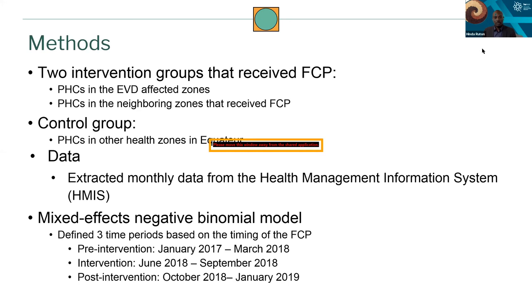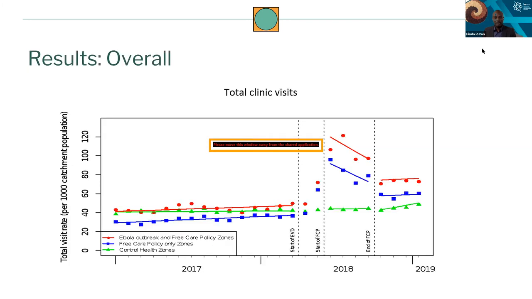As you'll see in the next slide, we had 3 time periods. The pre-intervention period from January 2017 to March 2018, the intervention time when the temporary free care policy was implemented from June 2018 to September 2018, and a post-intervention time after the temporary program stopped, from October to January 2019. As you'll see, that's one of the beauties of using an interrupted time series.